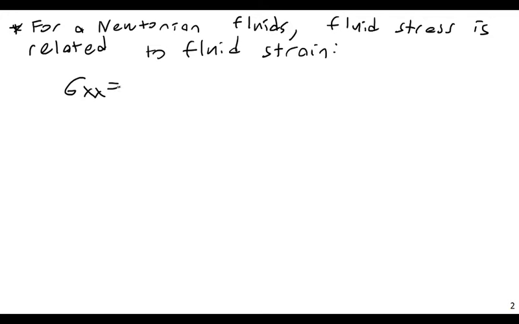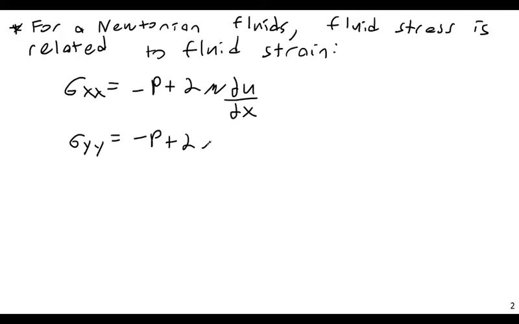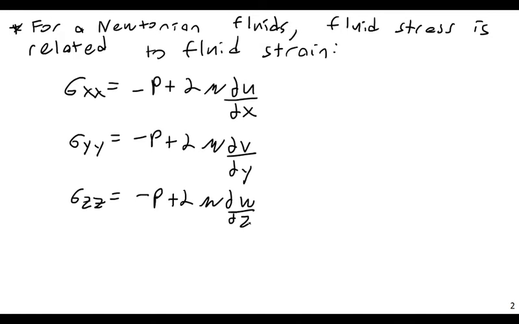So sigma XX is equal to negative P plus 2 mu times the partial of u with respect to x, sigma YY is equal to negative P plus 2 times mu times the partial of v with respect to y, and then sigma ZZ is equal to negative P plus 2 times mu times the partial of w with respect to z. And these are our normal stresses.